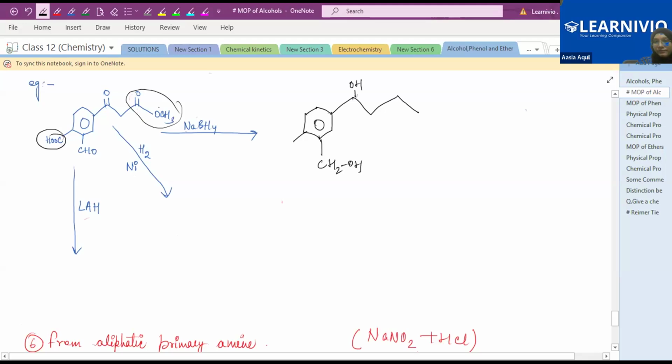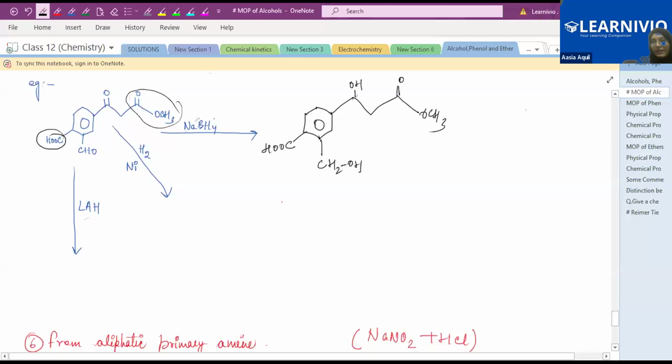Will they get reduced, yes or no? No, ma'am. They will not get reduced, because you are using NaBH4, so it will only reduce the ketone and the aldehyde. The other groups you will write as they are: the COOH group and the ester group. So this is your product when you treat it with sodium borohydride.